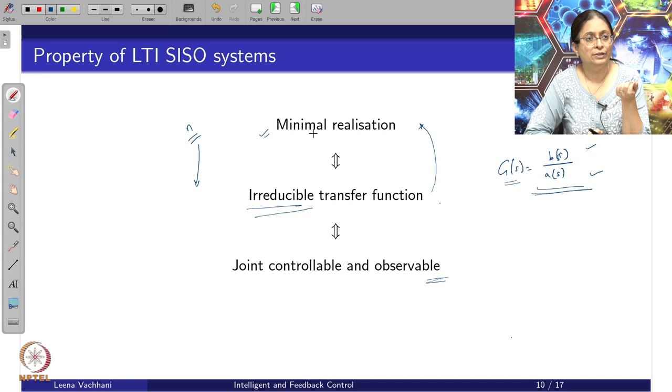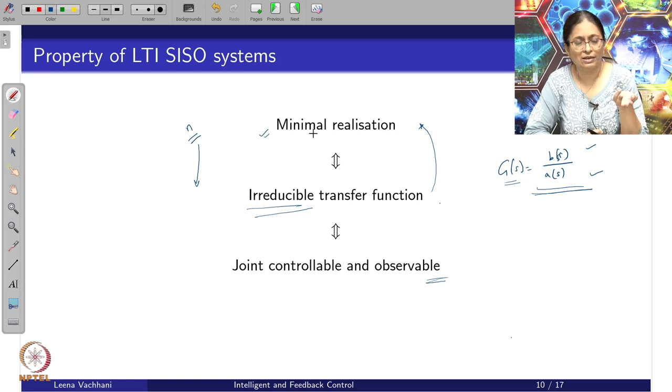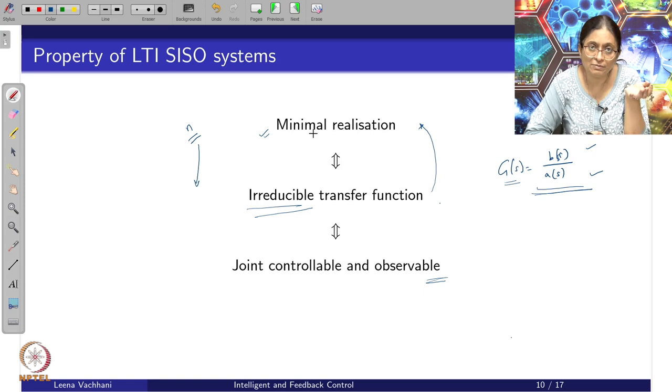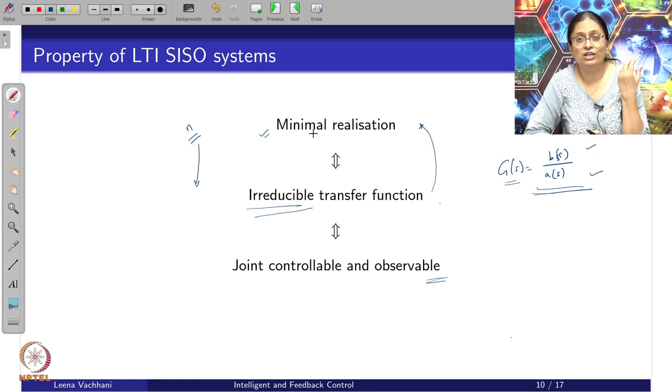We already know that we can do similarity transformations to come to a realization which is controllable. I can do similarity transformation to get an observable system. If the system is controllable as well as observable, it is certainly a minimal realization, which means I can figure out what irreducible transfer function it has.